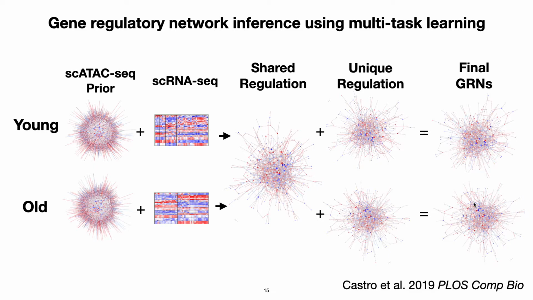So this method learns two networks simultaneously, one for young and one for old, by identifying interactions that are similar across age, as well as those that are unique to each age group. This method gains statistical power by combining data sets and is used when trying to infer networks for systems expected to have some overlap in their gene regulatory networks.